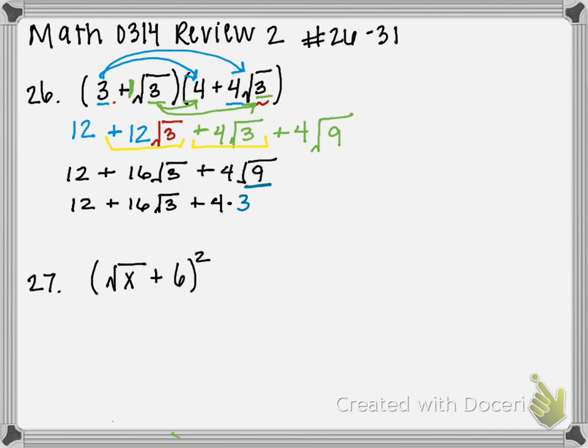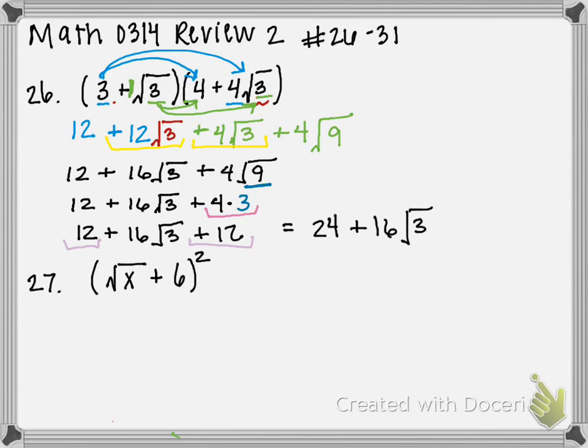And then now that we've taken that square root, we've actually created more simplification to do. 4 times 3 is 12. So bring everything down. We have 12 plus 16 square roots of 3 plus 12. And again, we've created more like terms. 12 plus 12, we can combine those to get 24, and then bring over our 16 square roots of 3.